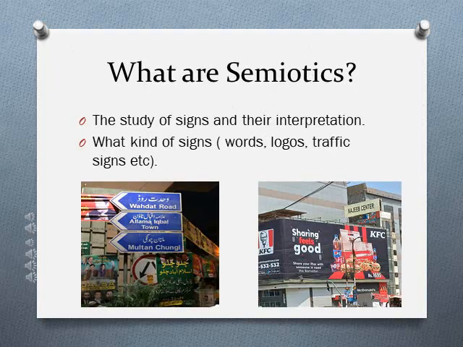So you must know what semiotics is. Semiotics is the study of signs and interpretation. What kind of signs? Like the words, the logos, the traffic signs, whatever we see in our area, on our roads, basically on our streets. These are the semiotics. Basically, these are the signs, and they are representing something.